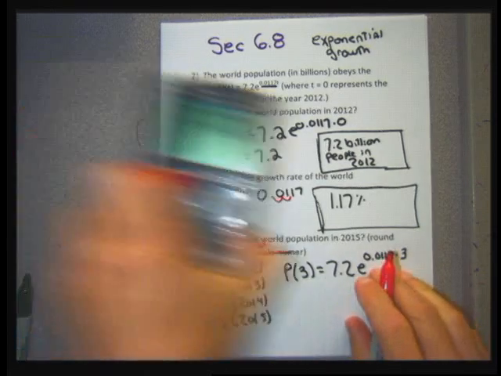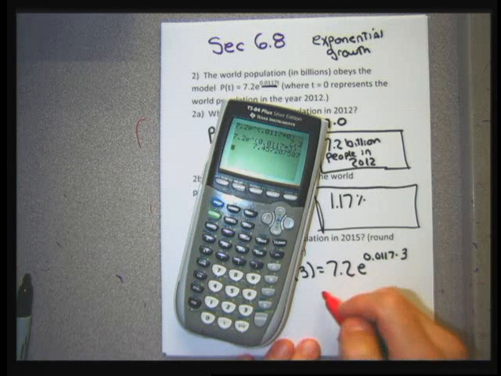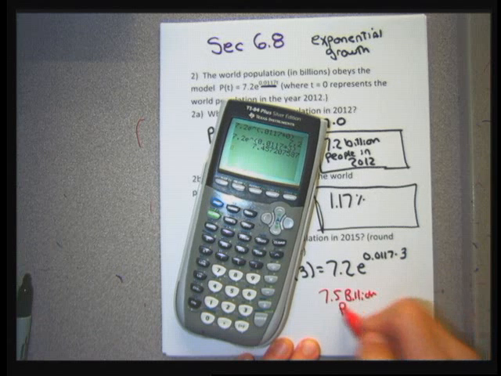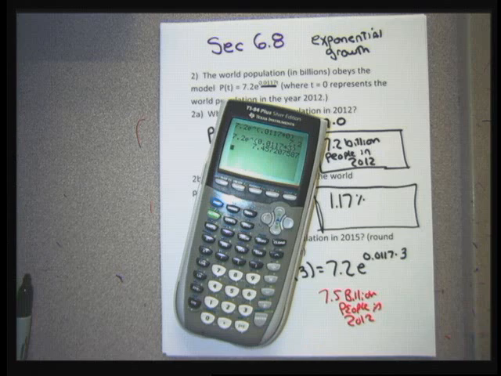And I'm going to round 7.45 to 7.5 billion people. So I'll say there's going to be 7.5 billion people in 2015. That's the easy part of number 2.